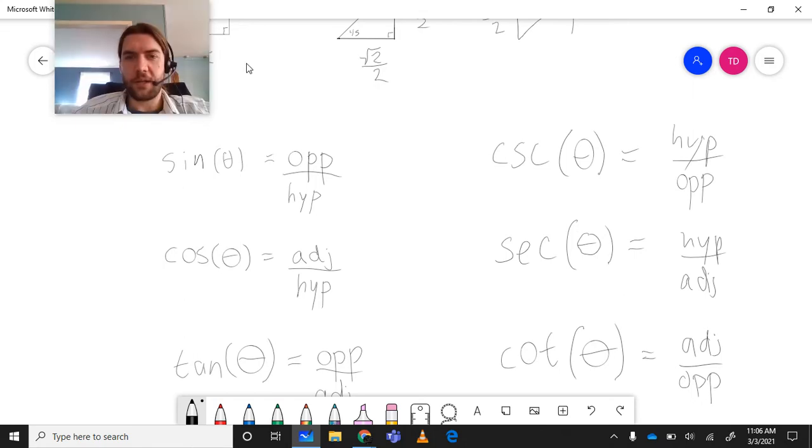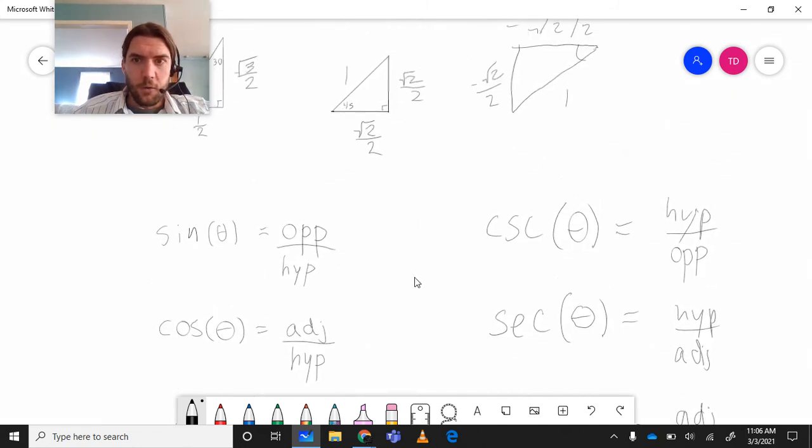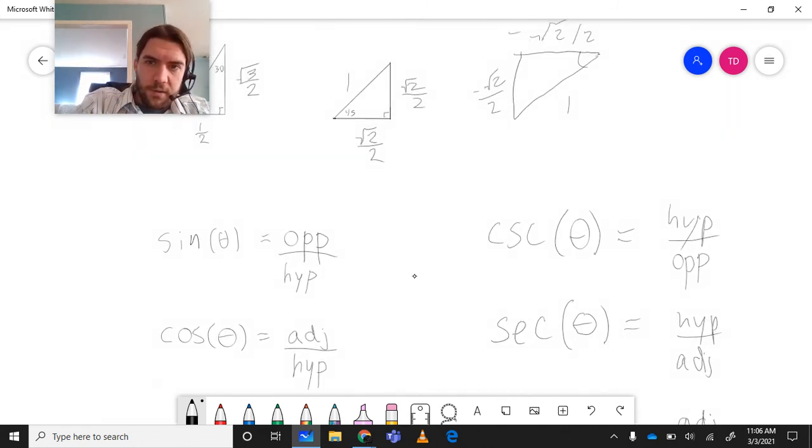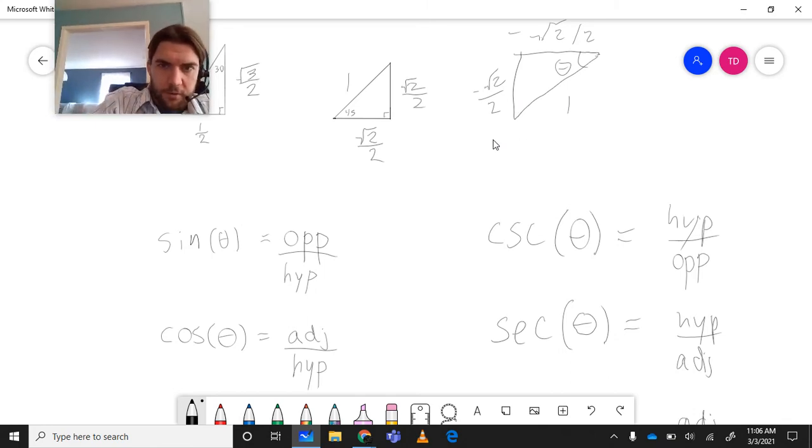Okay, so the key thing is just remembering which one goes with which, and then you just flip your fraction. Not too complicated at that stage. So if we are looking for the sine of this angle, sine is going to be my y value, right? My opposite side over my hypotenuse. My hypotenuse is 1, so that doesn't really factor into it too much. I just get negative square root of 2 over 2 as my answer.